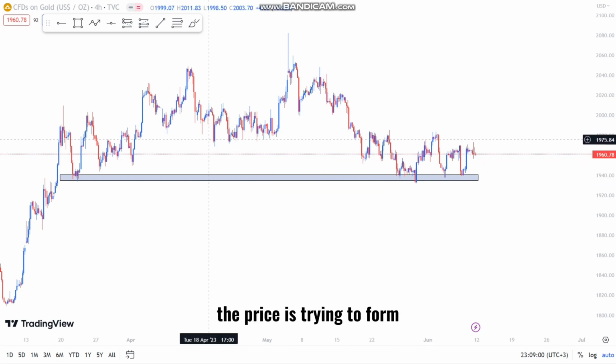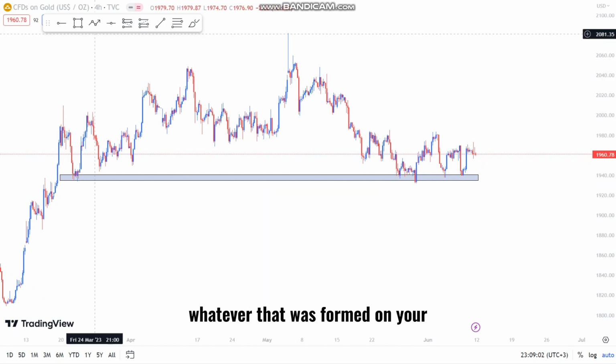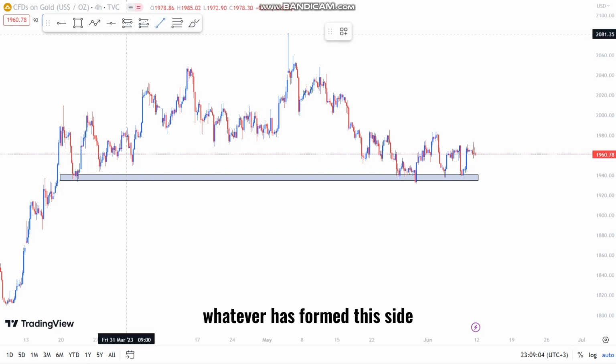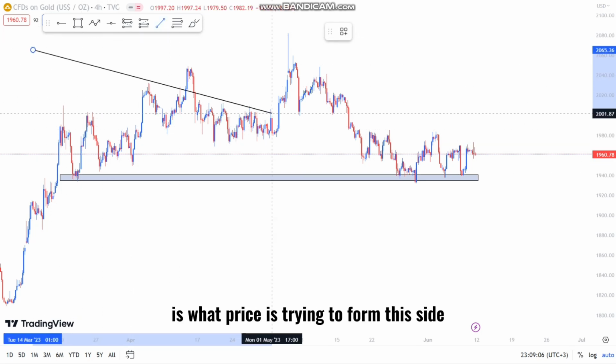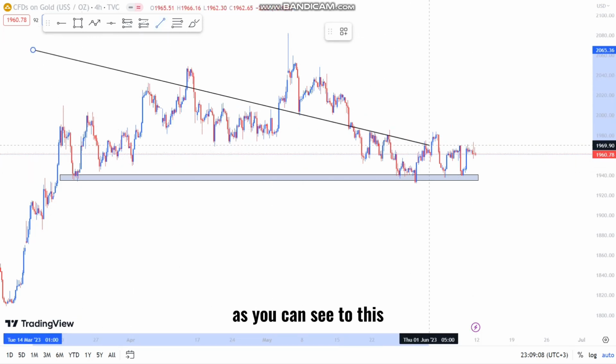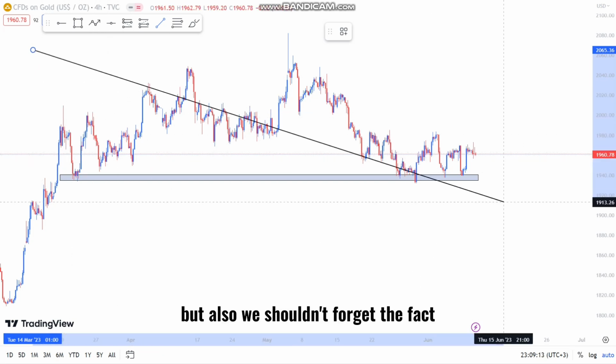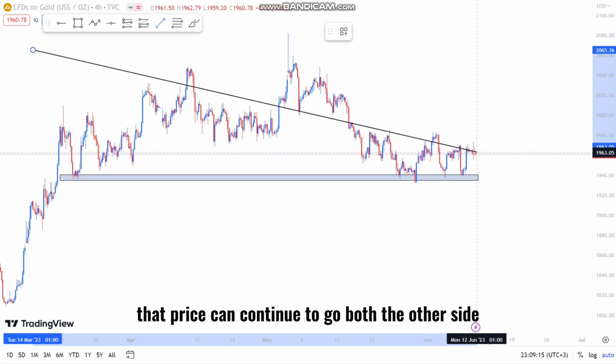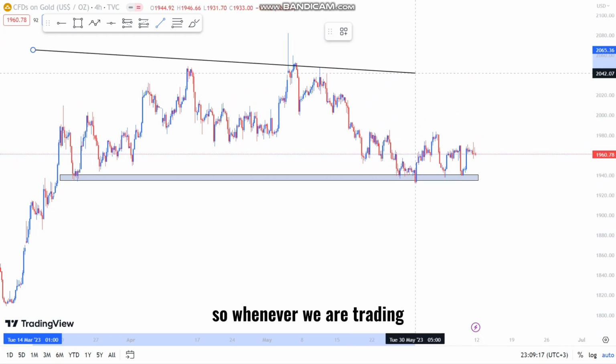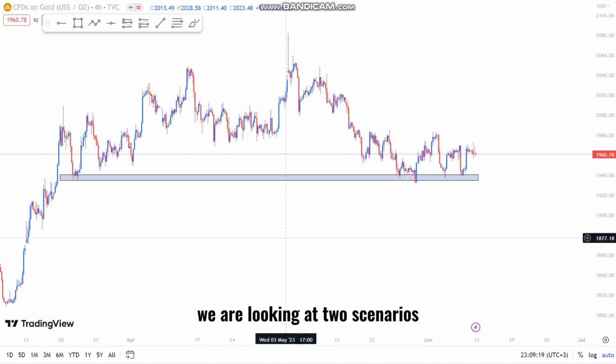So probably price is trying to form whatever was formed on this side. Whatever was formed this side is what price is trying to form this side. As you can see, traders, it literally just looks the same. But also, we shouldn't forget the fact that price can continue to go back to the upper side. So whenever we are trading, we are looking at two scenarios, traders.